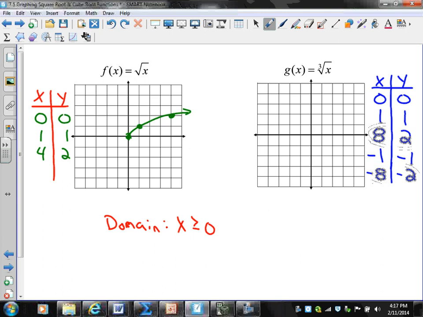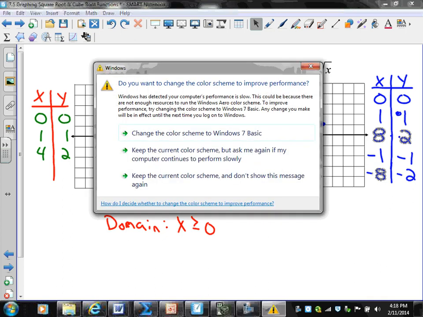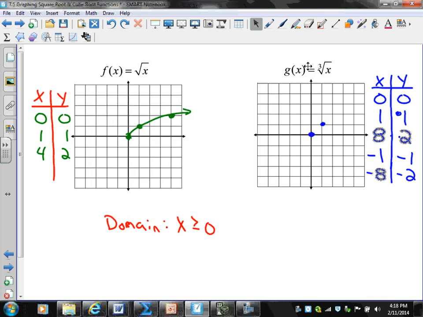Okay, so here's 0, 0. 1, 1, and the next one is 8, 2, which again, 5, 6, 7, 8, is going to be way out here, really way up there. So we've got this graph that looks kind of like that.